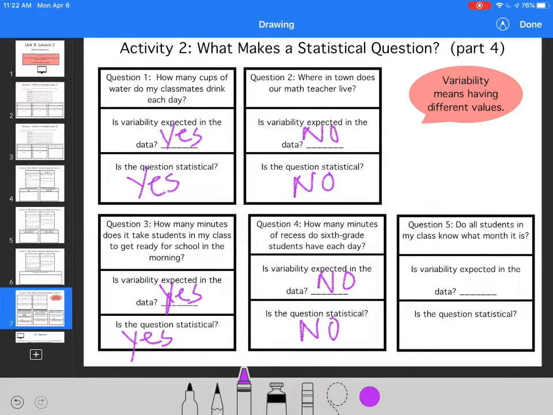Do all students in my class know what the month is? Well, I would hope you all do know that it's the month of April. So is there variability expected in the data? No. So is the question statistical? No.